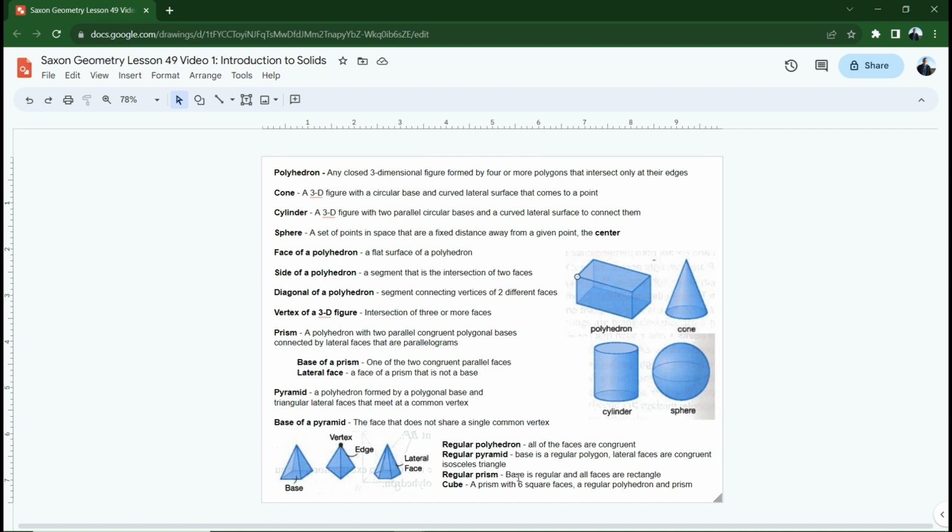A regular prism has a regular base with all the faces rectangular. And remember, a square is a rectangle. So we could have a cube as a rectangular prism as well, but sort of a special case. A cube has 6 square faces and they are all congruent to each other. A cube is an example of a regular polyhedron because all of the faces are congruent to each other, because all 6 square faces have to be the exact same shape.